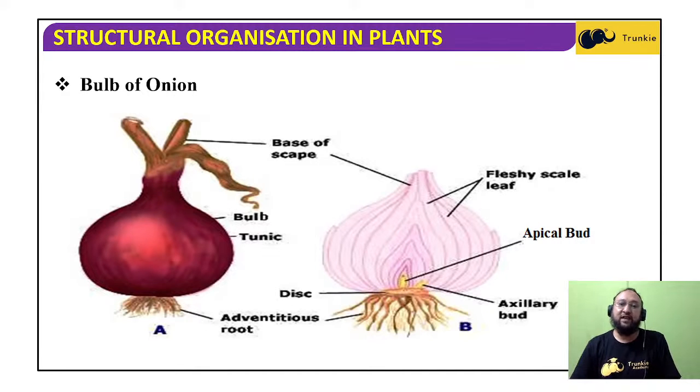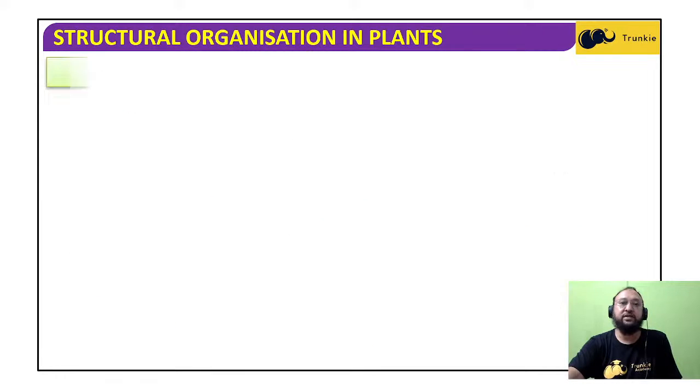Okay, a disc-like structure at the base, from where adventitious roots are formed. Okay, so at the base of the stem, there is a fleshy scale, an apical bud just above the disc, and an axillary bud. So from there the plant will grow or develop. So this is an example of a bulb. It's found in onion.